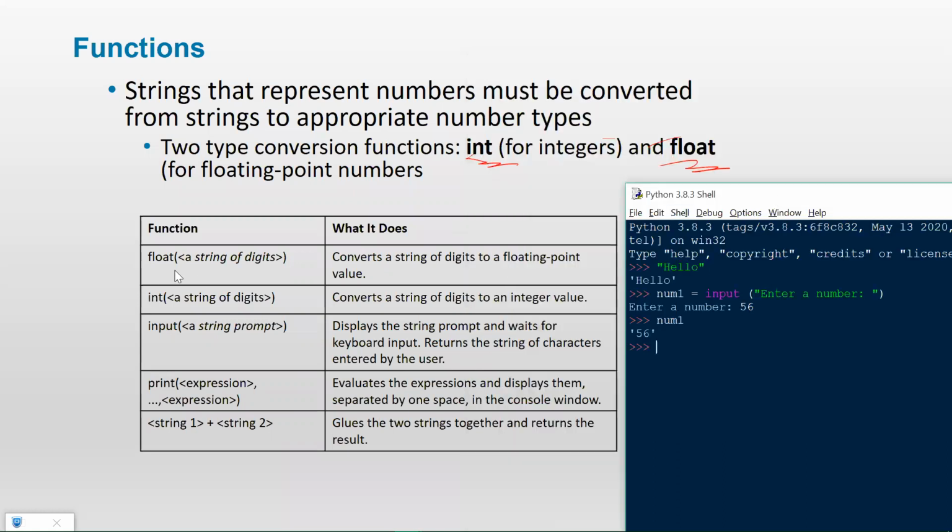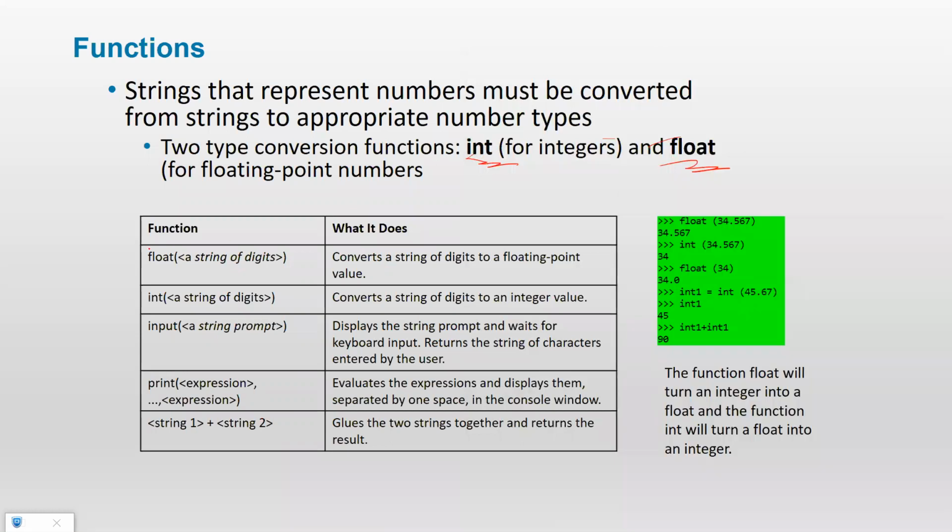If you look at this, we have all these functions. We have float and int. Int will convert a string into an integer. Float will convert a string into a float. A float is simply a decimal number, okay, a real number.